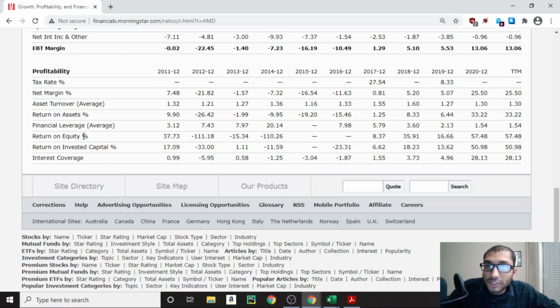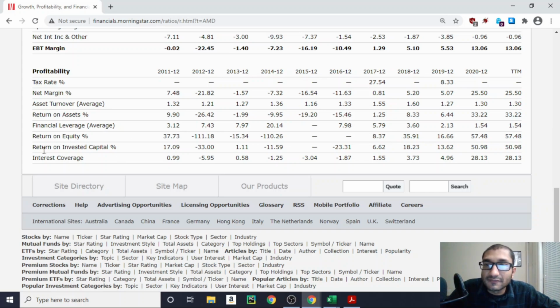After that, looking at the return on equity. The return on equity compares the company's net income to its shareholders' equity. Warren Buffett prefers to only invest in securities that have had a return on equity of 8% or greater every year for the past 10 years. Back in 2011, AMD's return on equity was at 37.73%, and for the year 2020, it was at 57.48%. We can see that AMD's return on equity has been greater than 8% since 2017.